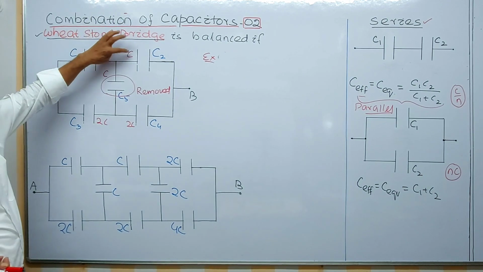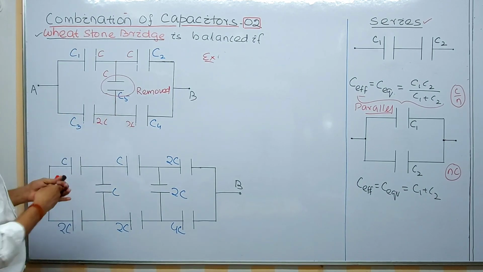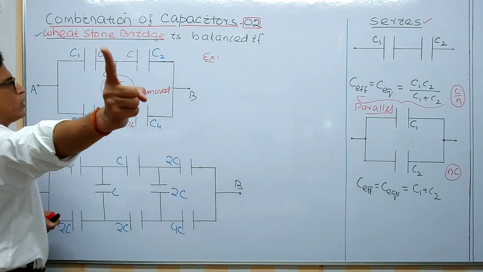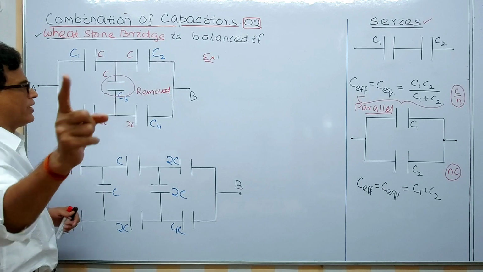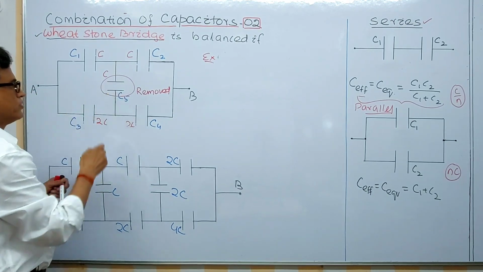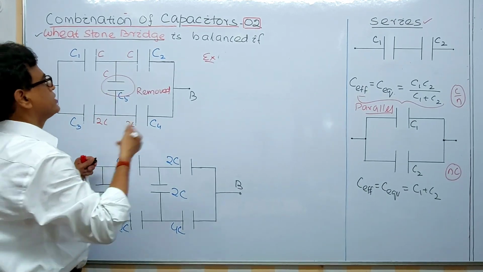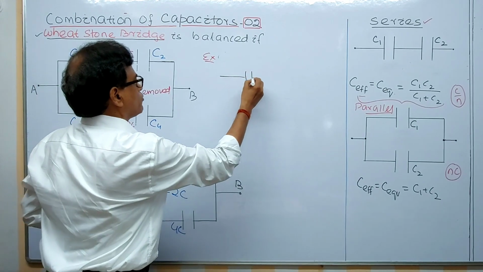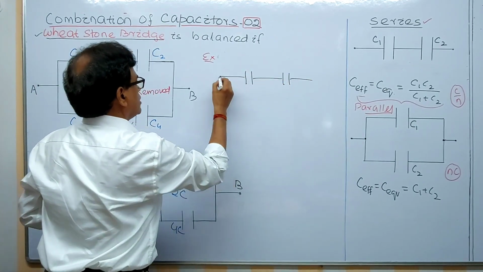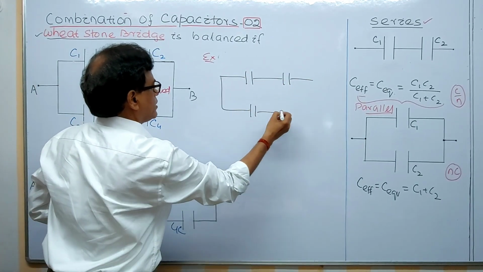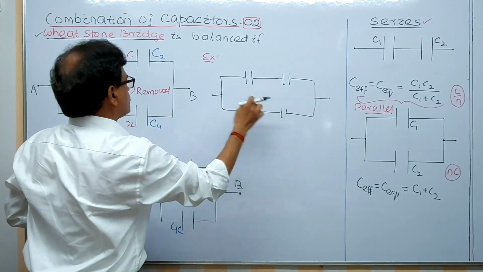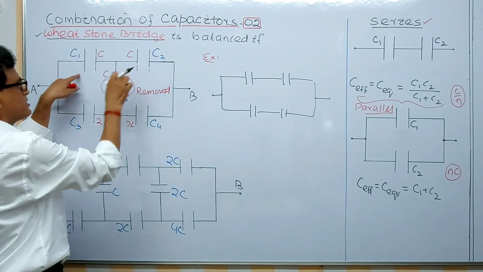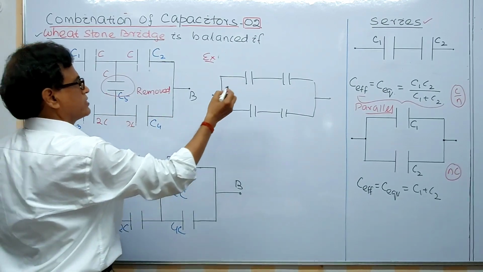Now this by this is equal to this by this. Here C1 by C2 equals 1. Here C3 by C4 is equal to 2C by 2C, which is 1. That's why this should be removed. I am giving this only for practice, nothing else, remember. So if this is removed, here is the equivalent circuit. This central one is removed, because this by this is equal to this by this is true in this case.